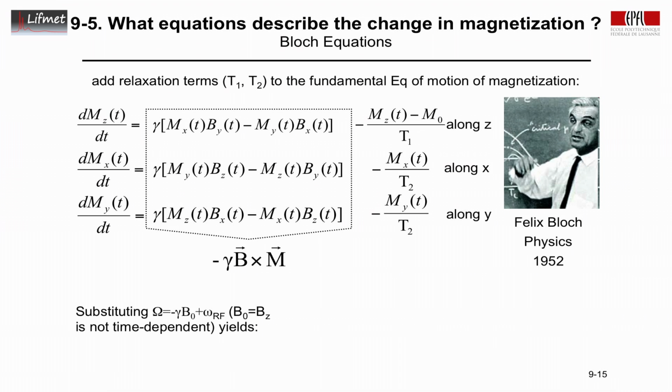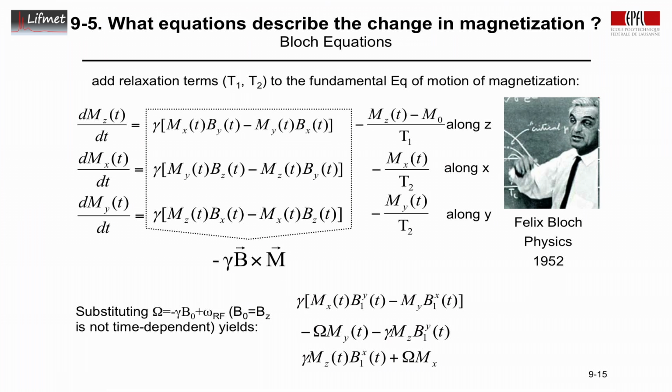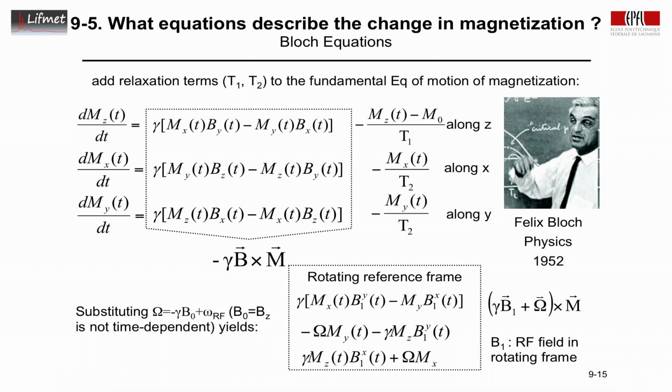If we substitute the term for the rotating reference frame, so we'll substitute the big omega, which is given by minus gamma B0 plus omega RF, then we obtain these equations for the term. That's substituting these three equations with this term. And this is the rotating reference frame, or in other words, it's gamma B1 plus omega in the rotating reference frame that rotates with the B1 cross M. So that would be the description in the rotating reference frame.